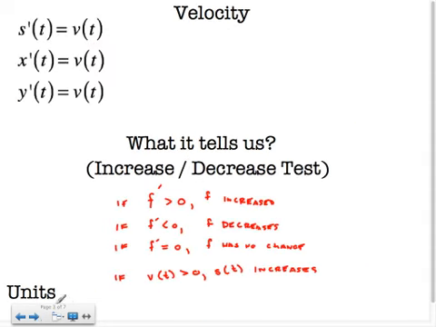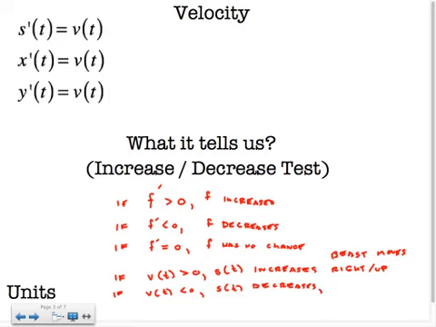So in this context, if the velocity is positive, s of t increases, which means the beast moves in a positive direction. So I'll say right or up, depending on which type of motion problem we're doing. And we can translate that to velocity being negative. So if velocity is negative, what happens? Our position or our displacement decreases. Which means my position on the number line gets smaller, the numbers get smaller, so the beast will be traveling left or down.